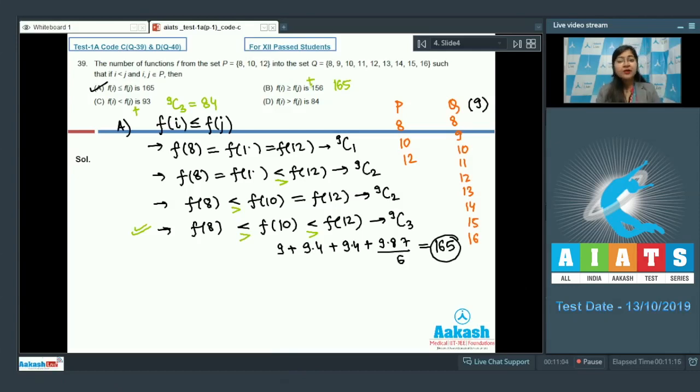And for f(i) greater than f(j), we have only this case, that is f(8) is greater than f(10) is greater than f(12), that is again 9C3, that is 84. So this option is correct. So the correct answer is options A and D.